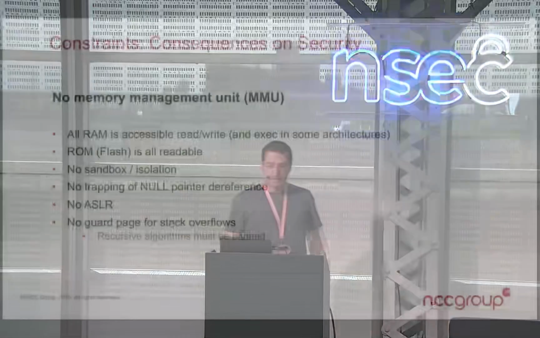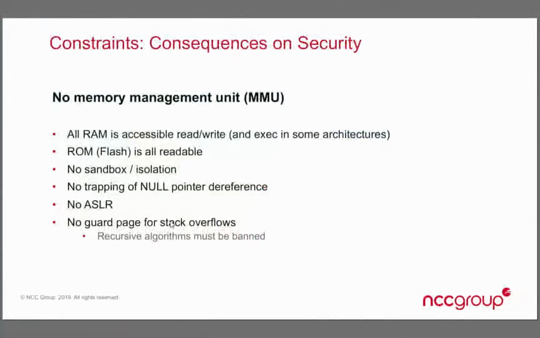So these constraints have a lot of consequences on what is called software security. And the first one is that you don't have a memory management unit, so there is no protection on pages of RAM. In fact, there is not enough RAM to have pages. And all the RAM can be read by the code. All the RAM is accessible, can be read and written. There's no isolation.